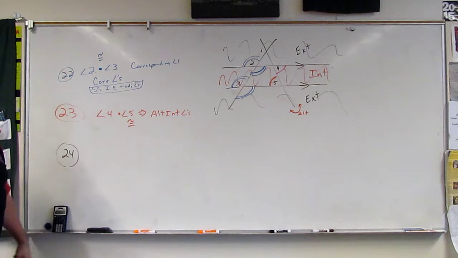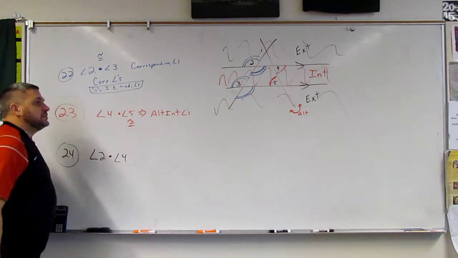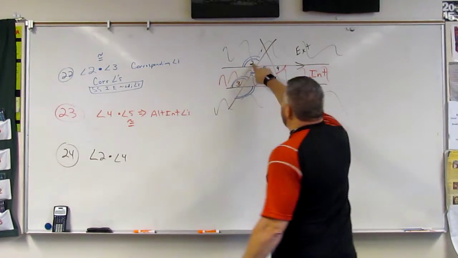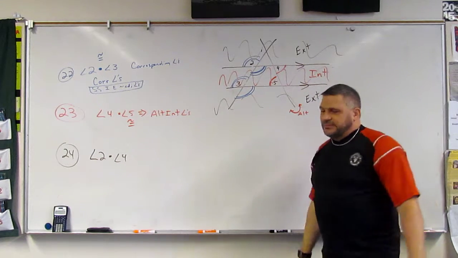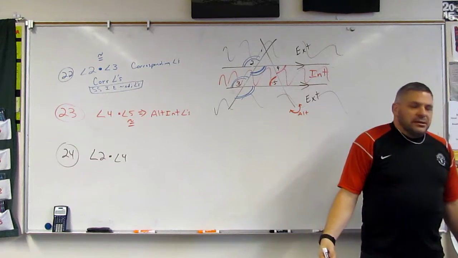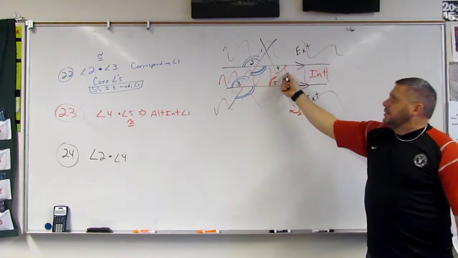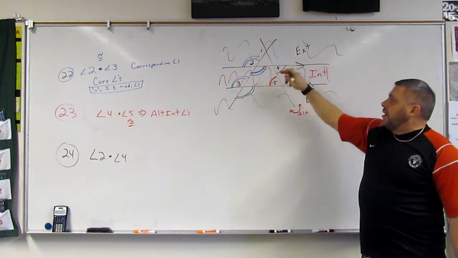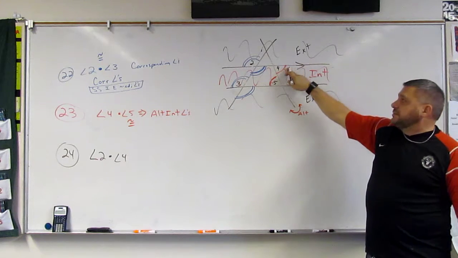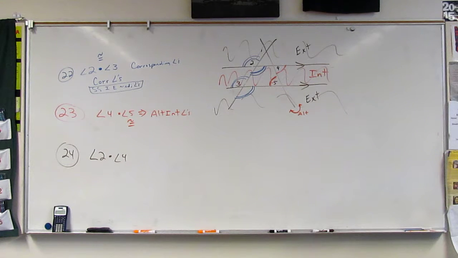24. What does 24 say? 2 and 4. Angle 2 and angle 4. Alright, so now we're talking about this guy and this guy. Oh, well, what did we just say about that? Talking about 2 and 4. Now, we know that 2 and 4 alternate around this transversal. So they can be called alternate exterior angles.